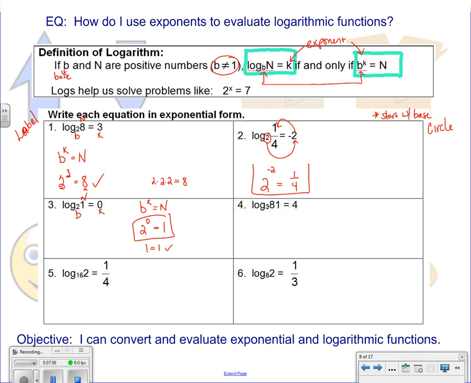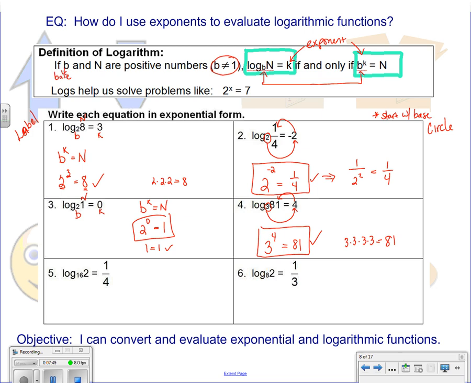Let me check that. If I take 2 to the negative 2 power, that is 1 over 2 squared, and 1 over 2 squared is 1/4. So it does check out. So again, circle method, doing number 4, we start with the base. The base is 3. I'm going to circle around to the other side. So 3 raised to the 4th power equals 81. I can check. 3 times 3 times 3 times 3 does equal 81. Then yes, I know I wrote it correctly.